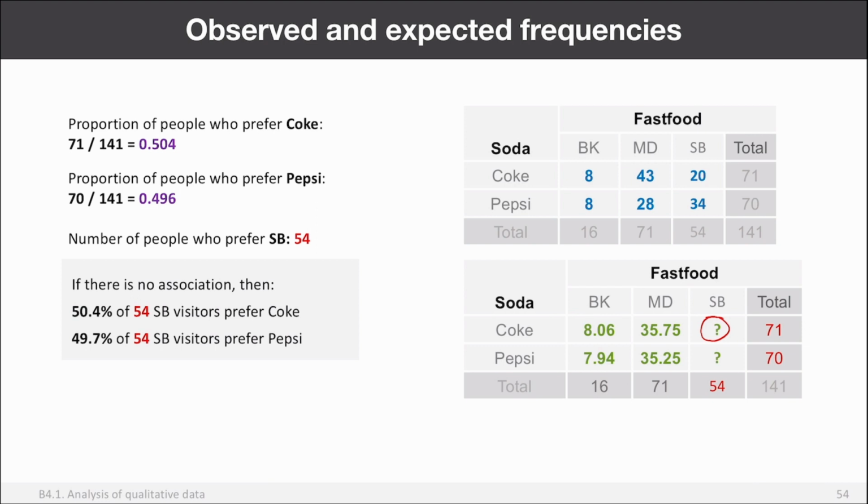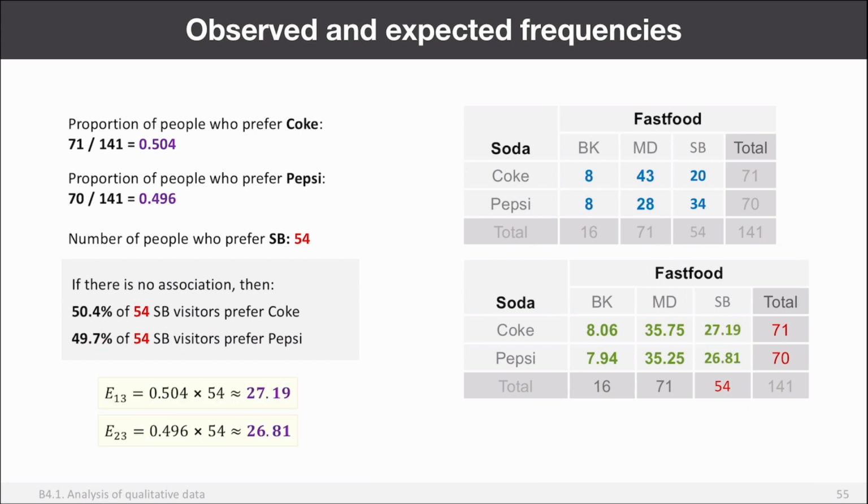We compute 49.6% of 54, and that will give us the expected frequency here. So that's the computations, and now we fill them in. And again, we see the difference. So here you have 7 larger than observed, and here you have 7 smaller than observed, right? Again, quite a big difference, at least visually big, right?